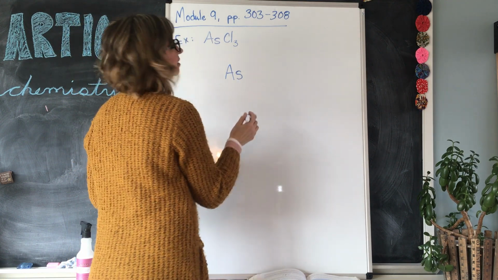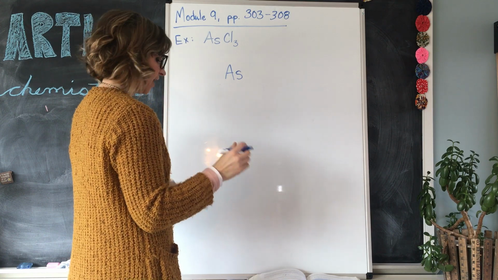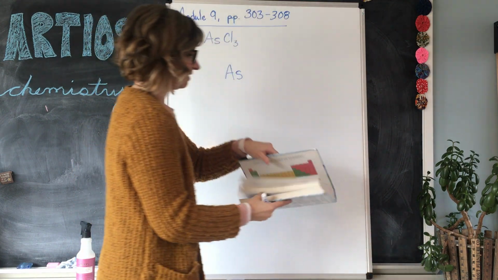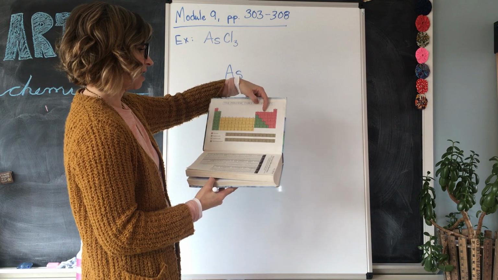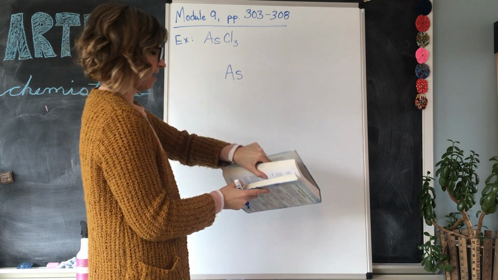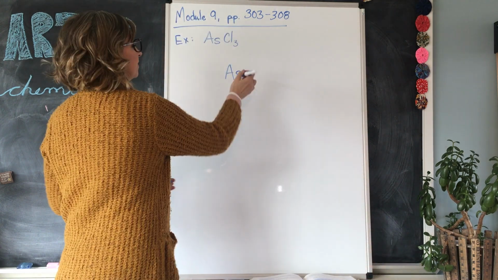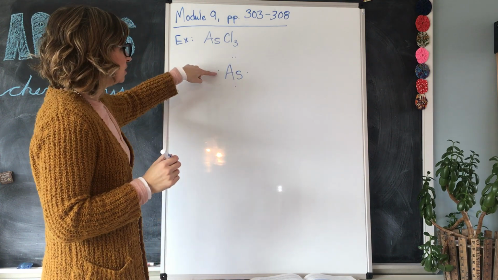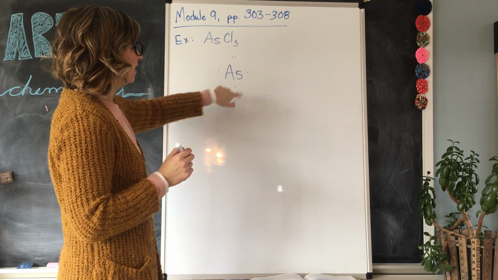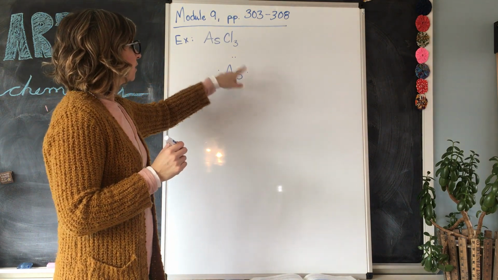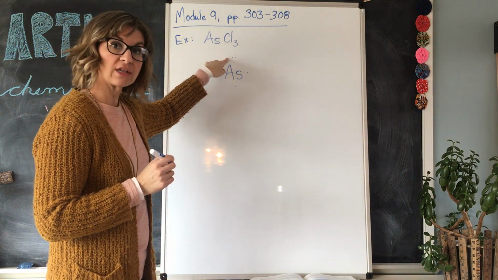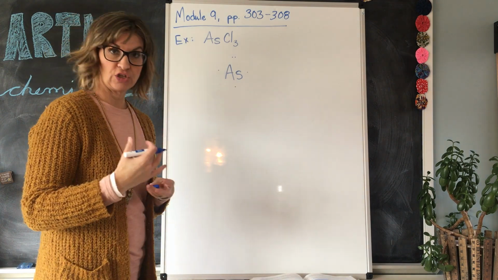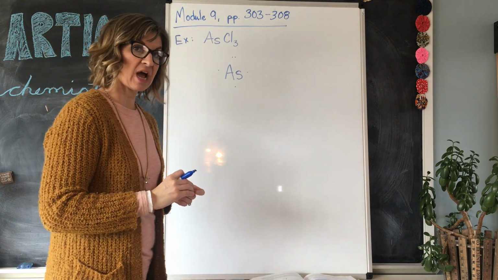It has 5 valence electrons. Let's check that. Is it in column 5? Yes, it is in column 5. So it has 5 valence electrons. So if you fill out the Lewis structures of these, you would see that it would have 3 covalent bonds with the 3 chlorines, and then it has 1 lone pair. So figuring out the Lewis structure first, then we can come up with the geometry.